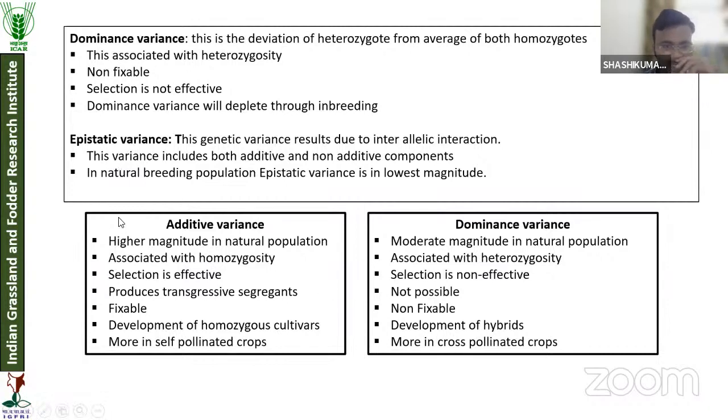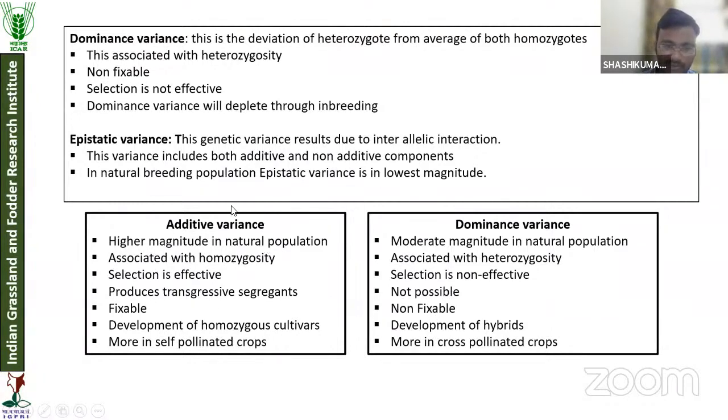So this is the difference between additive variance and dominance variance. Additive variance is of higher magnitude in the natural population. Dominance variance will be moderate. Additive is associated with homozygosity, dominance with heterozygosity. And selection is effective for additive. If additive variance is there for a trait of interest, you can select that trait, fix it in the homozygous condition, and use that parent in a crossing program to develop a cultivar. But selection for dominance variance is not effective. Because of additive variance, you can expect to get transgressive segregants, which is not possible with dominance. These are fixable, these are not fixable.